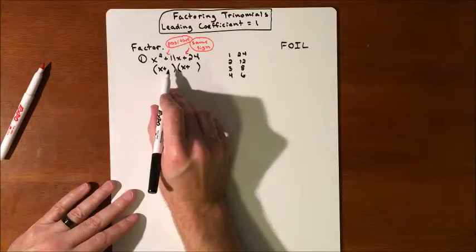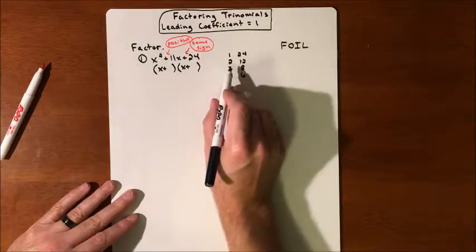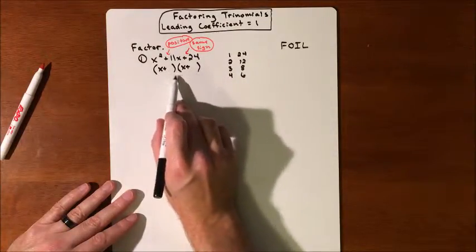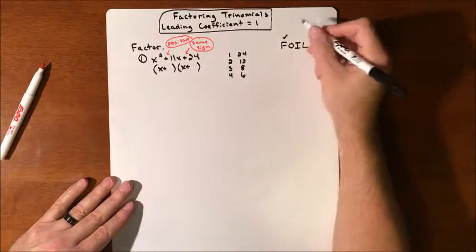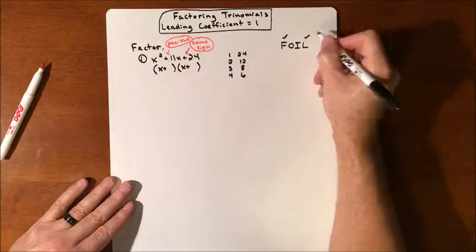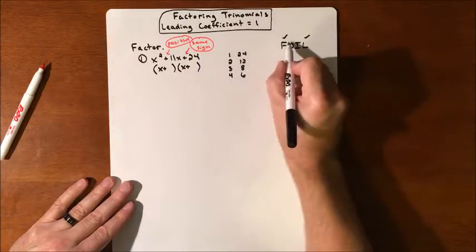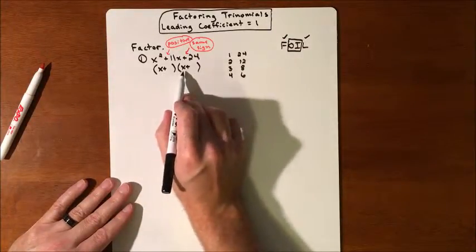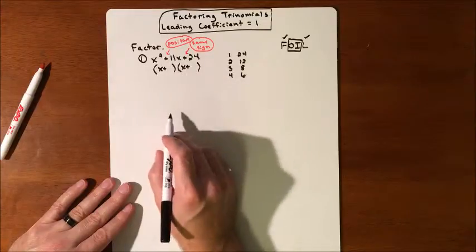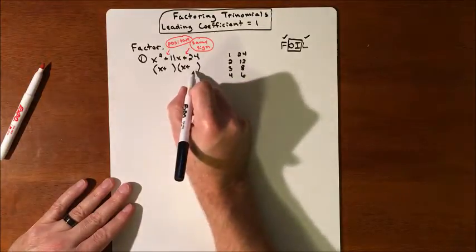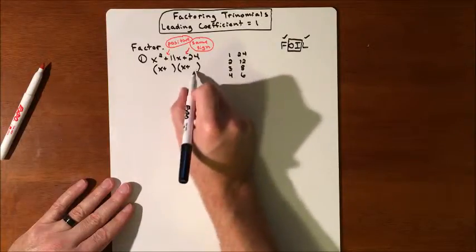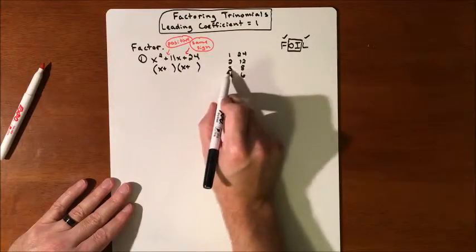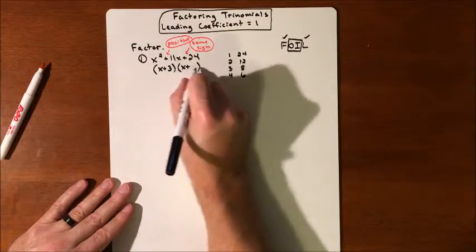Next part of this is last times last makes 24. Here's our list. And then the 11x is actually going to come from the outsides and the insides multiplied together. So first times first, we got that set up. Last times last, it's going to come from that list. The outside and the inside of FOIL are going to make the middle of that equation. They're going to be like terms, so they're going to combine together. So we need numbers that are going to add to 11. The 3 and the 8 are going to work perfect for us.